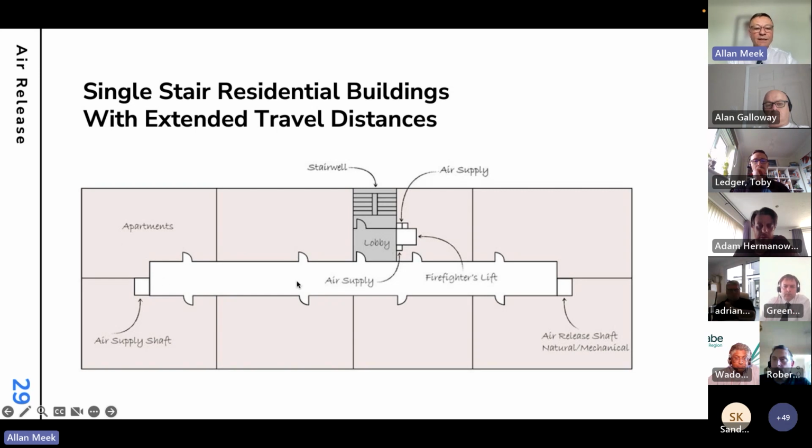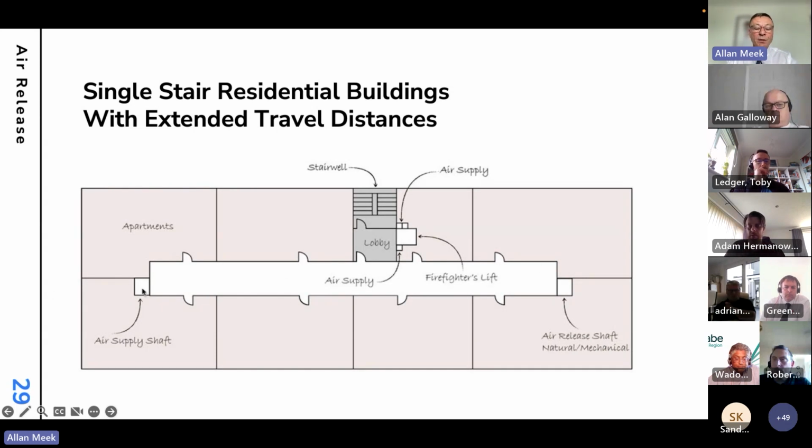And then within our extended corridor, we'd have two shafts. We'd have an air release shaft, which would also be a smoke extract shaft for the corridor. Typically that would be mechanical and would keep the corridor clear of smoke.